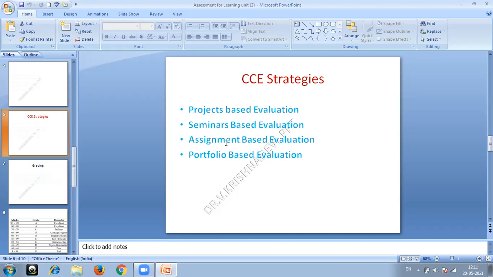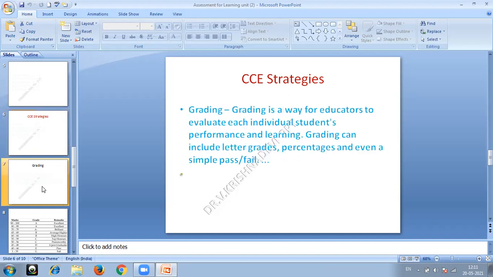The teacher gives the students an assignment topic, the students present their assignment, and then the students' activities are evaluated. This is also called assignment-based evaluation. And portfolio-based evaluation is nothing but the students' activities in and around the classroom, that is called portfolio-based evaluation. And then, what are the strategies that are followed in CCE?